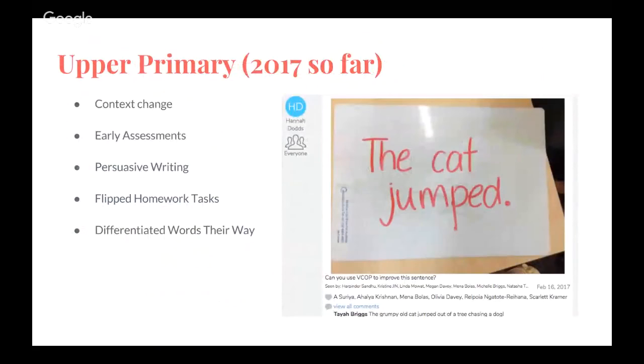So I'll skip through. This year I have year four fives, and obviously being week five of term one, we haven't quite got into flipped learning just yet because a lot of things have been around assessment and getting to know each other and things like that.